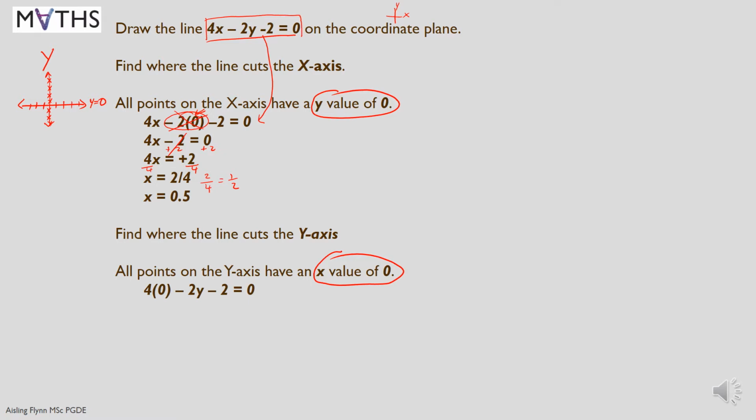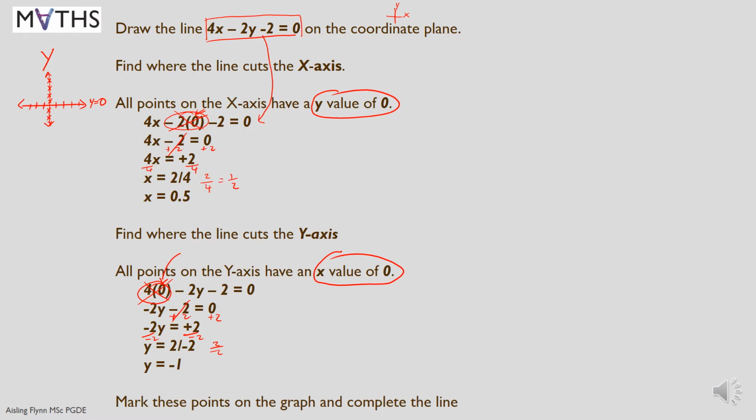So what do we do? We take our equation of the line, and this time we replace x with 0. Multiplying anything by 0, 4 times 0 is 0. So we have minus 2y minus 2 equals 0. On the next line we've added 2 to both sides. We get minus 2y equals 2, and then we divide both sides by minus 2. And we get 2 over minus 2, which is minus 1.